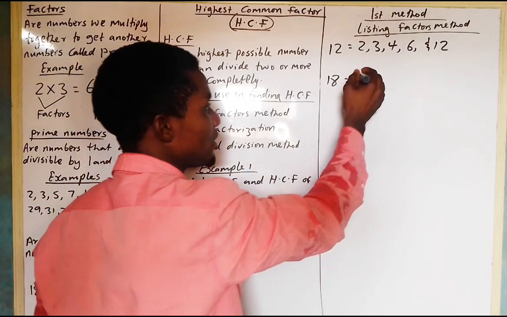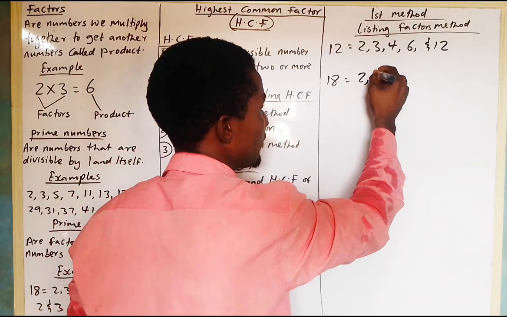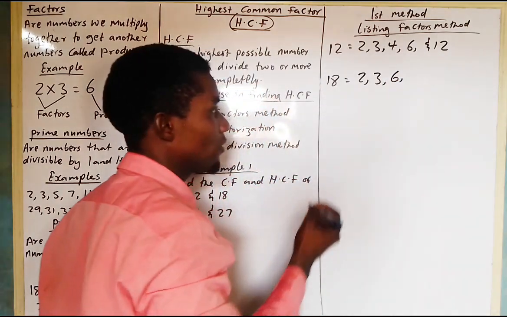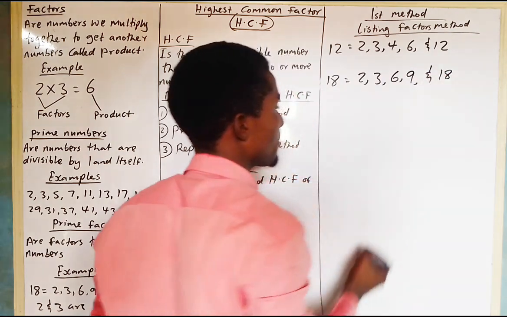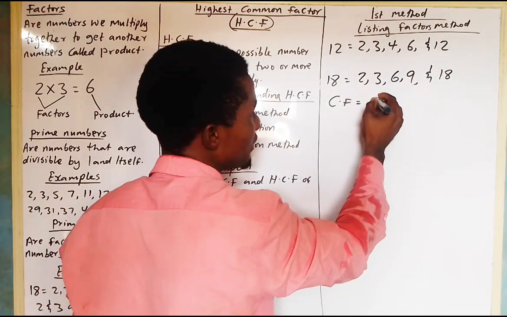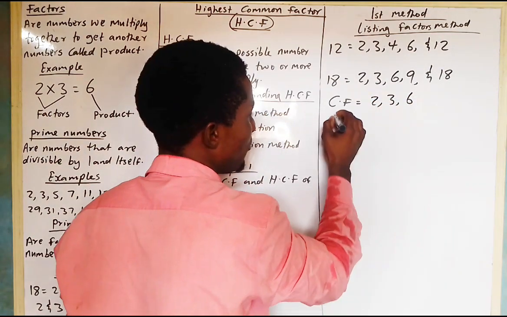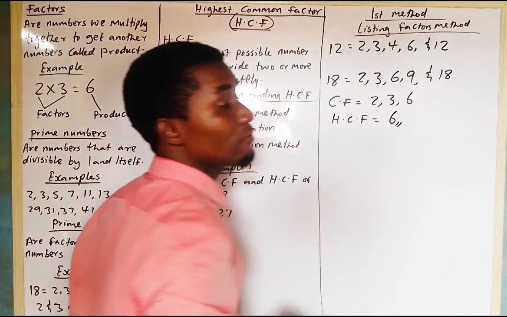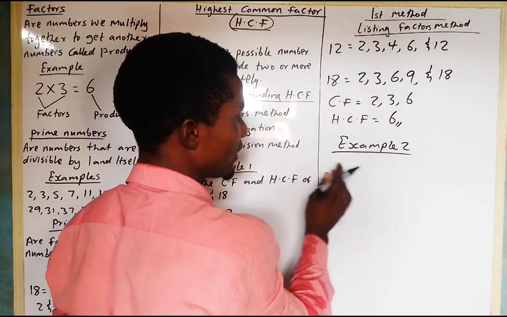What are the factors of 18? 2: 2 times 9 is 18. We have 3: 3 times 6 is 18. 6 itself, 9, and 18. Now, the common factors here are 2, 3, and 6. But the highest common factor is 6. The highest common factor is 6.